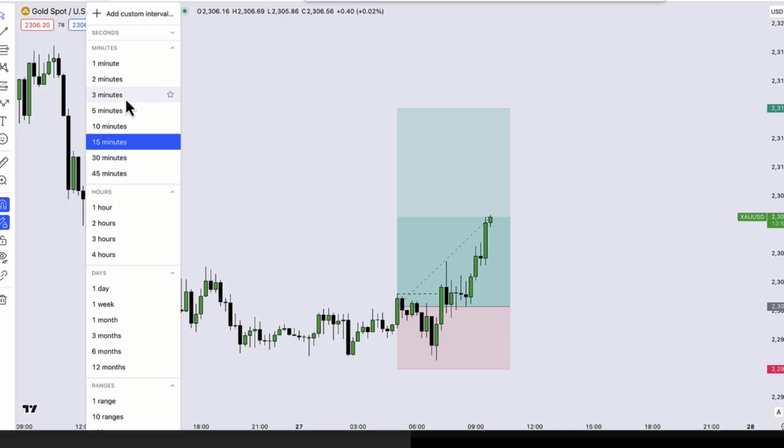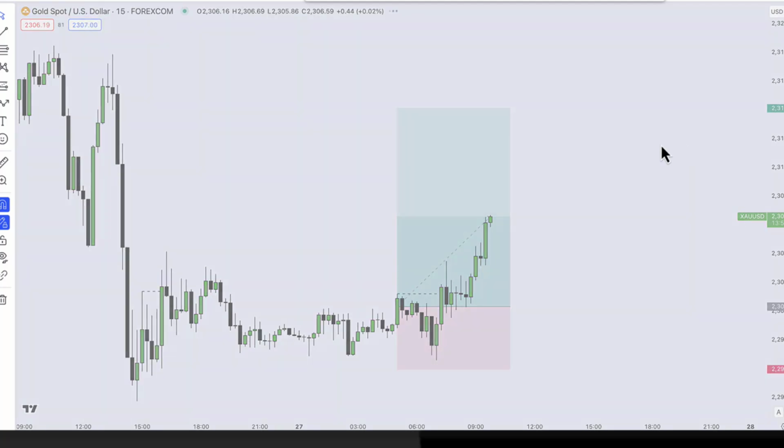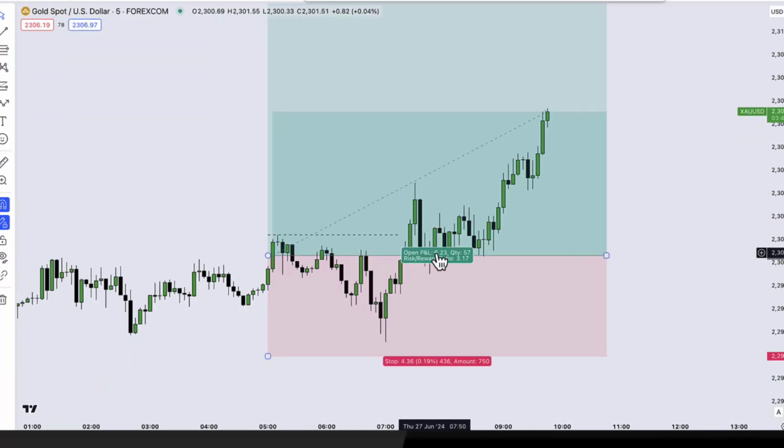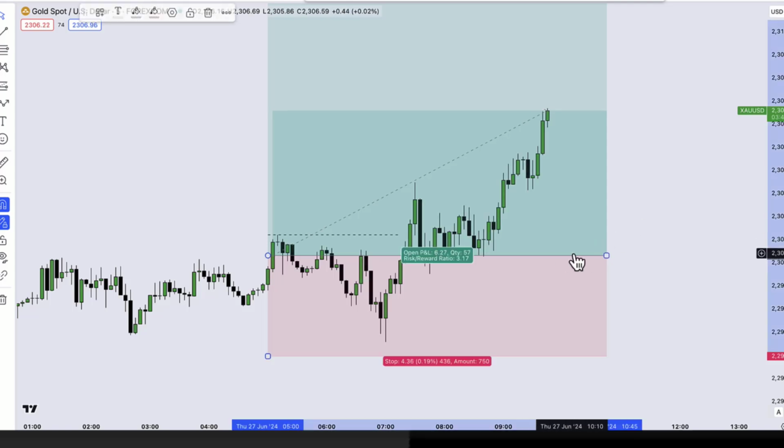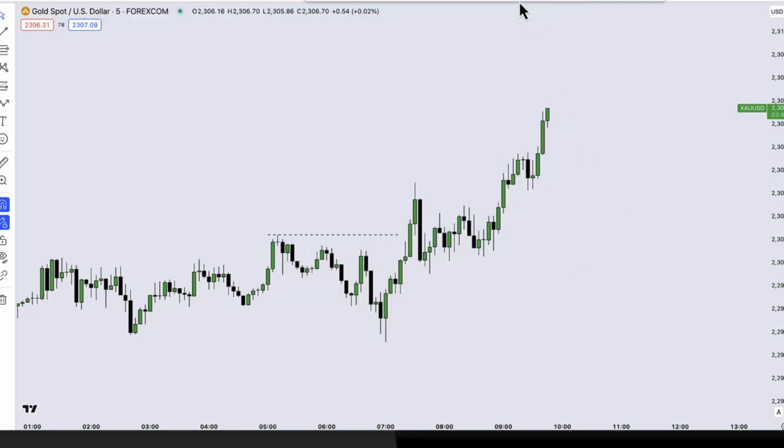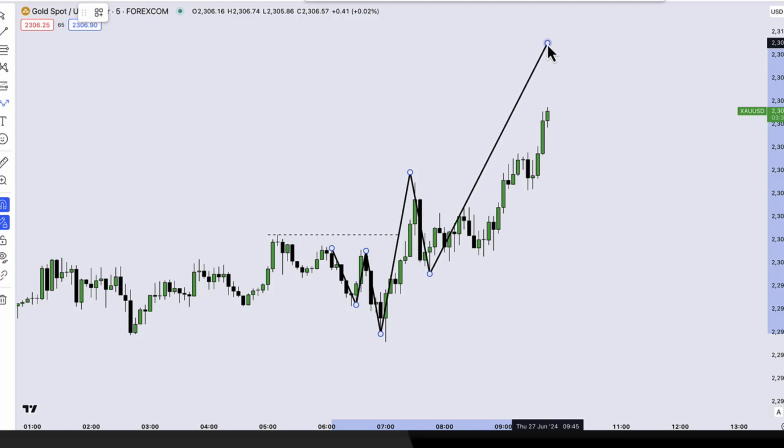What do you look out for? On the 5 minute, you see a breaker block. That is why I said if you have not watched the videos on these concepts, go and watch them. A breaker block right here. Boom. An entry. And price is going.